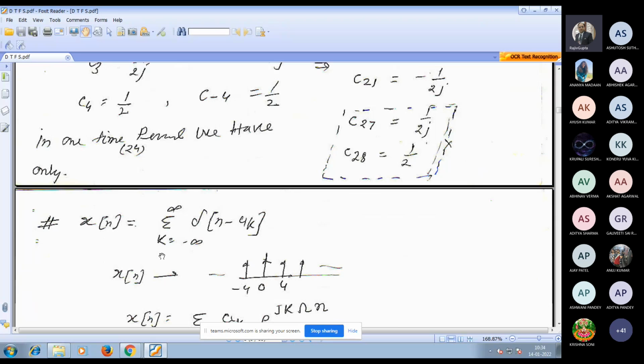Now the next question is that x of n equals summation of k equals minus infinity to infinity delta n minus 4k. इसको सॉल्व करके बताइए कौन पता कर सकता है what is the value of Fourier series coefficient ak or ck, whatever it is.